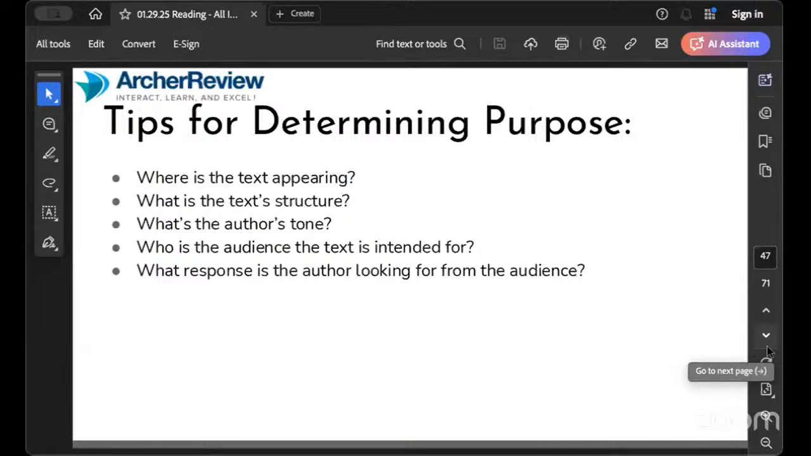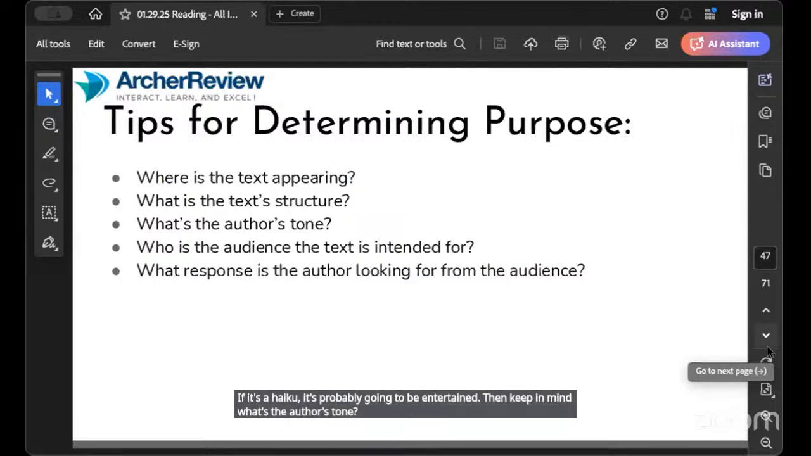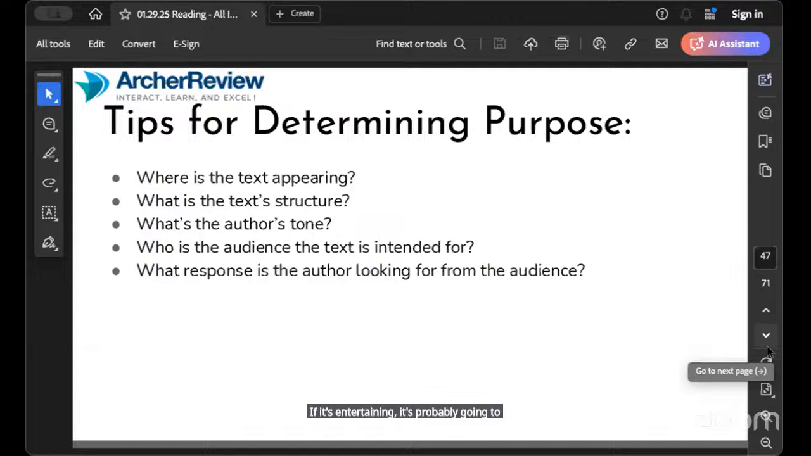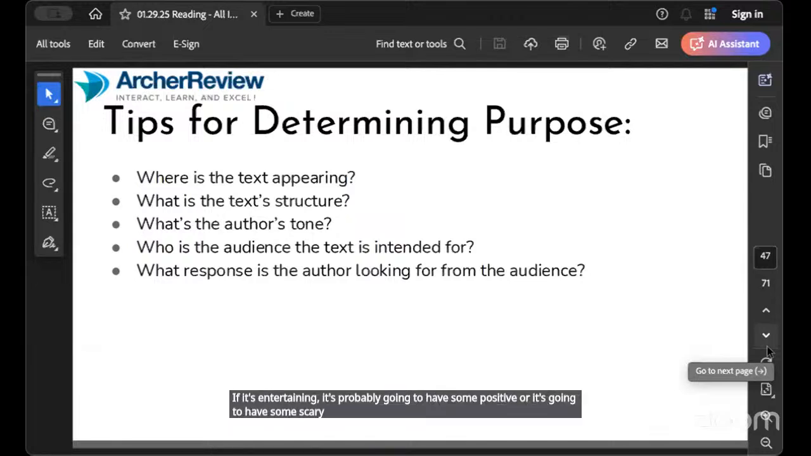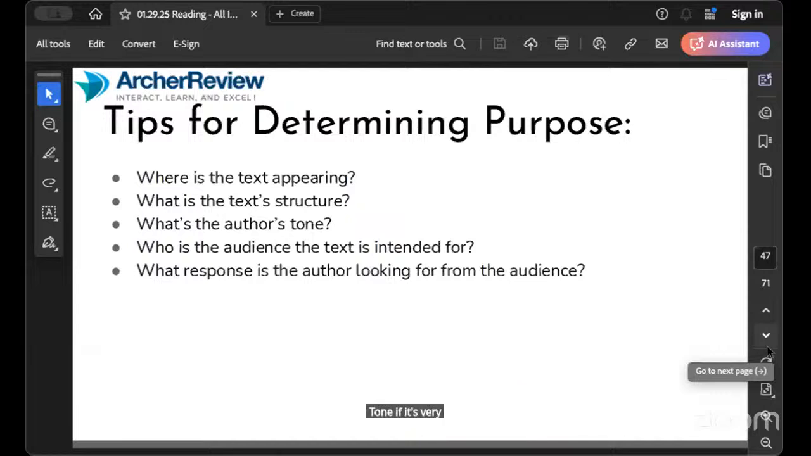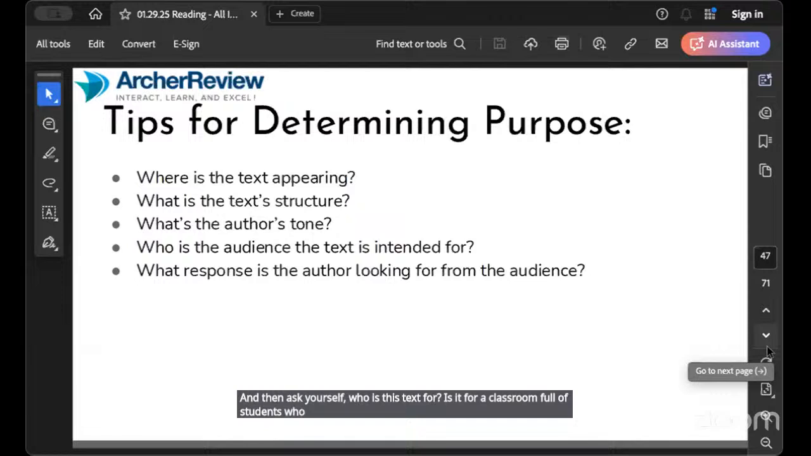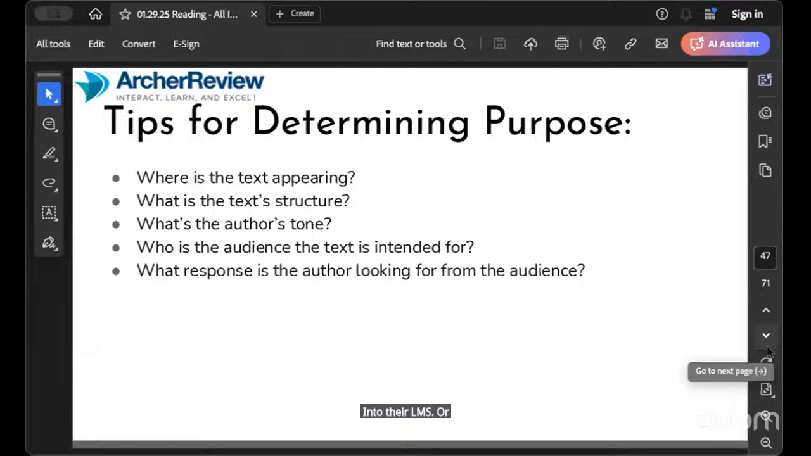Then keep in mind, what's the author's tone? If it's entertaining, it's probably going to have some positive tone, or it's going to have some scary things. If it's a very factual tone, to the point, it's probably going to be inform. And then ask yourself, who is this text for? Is it for a classroom full of students who need to know how to submit a document into their LMS? Or is it for a nurse who needs to administer medication? So who's the audience?